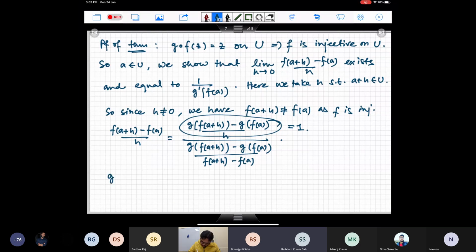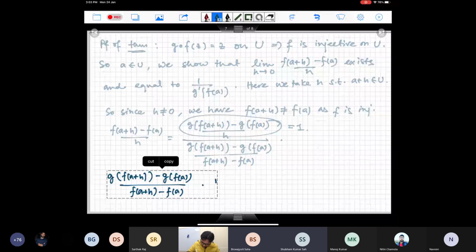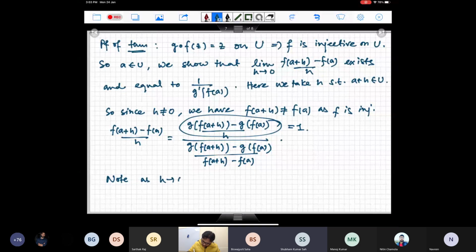My denominator is (g of f of a plus h minus g of f of a) divided by (f of a plus h minus f of a). This is what I have to figure out. What is this? Fine. Note, as h tends to 0, where does f of a plus h go to? Tell me. f of a. Why does it go to f of a?